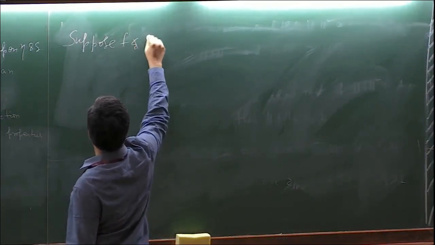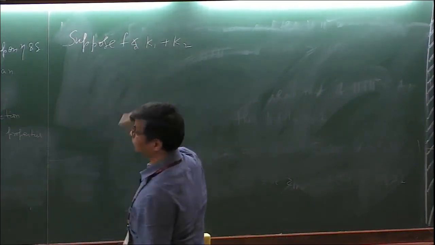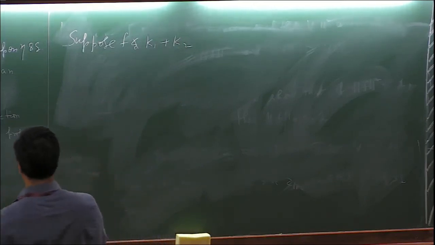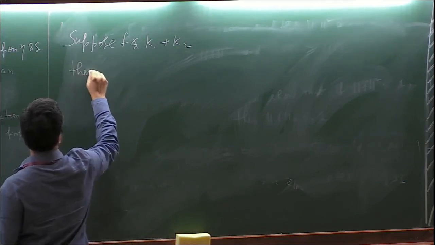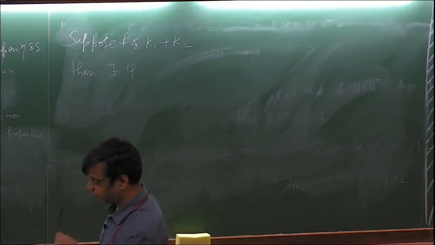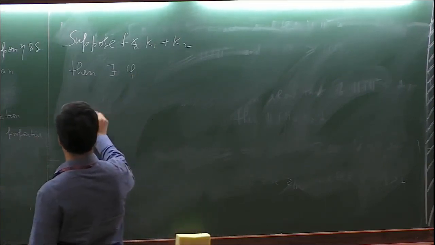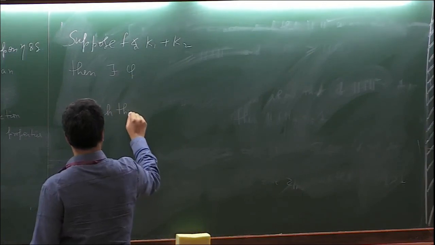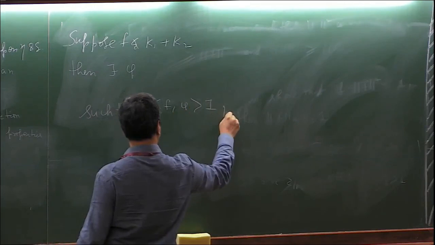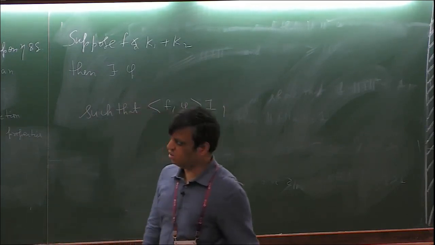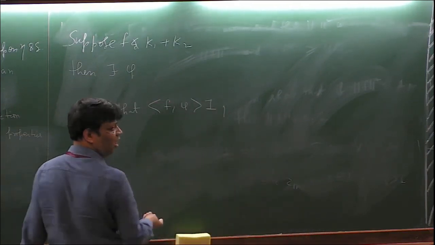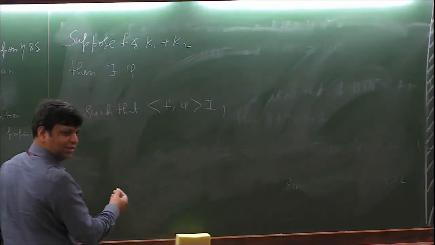Suppose f does not belong to K1 plus K2. Then using this corollary, there exists phi such that f phi is greater than 1.